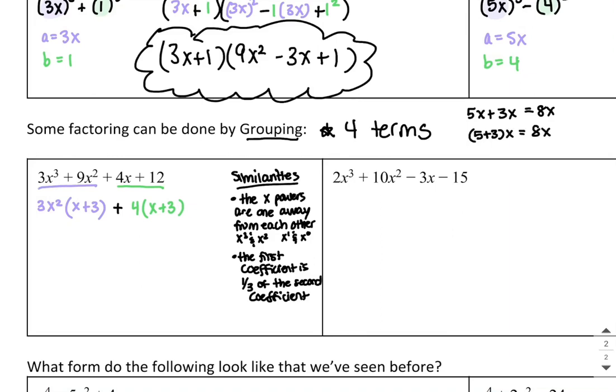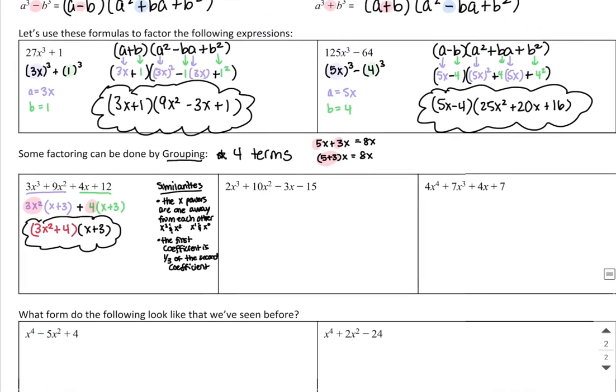So in this example, I'm going to do the same thing. I took 5 and 3, and I added those together. Here, I'm going to take the coefficients of x plus 3, which are 3x squared and 4, and I'm going to add those together. So I have 3x squared plus 4 times x plus 3. And that's my answer.